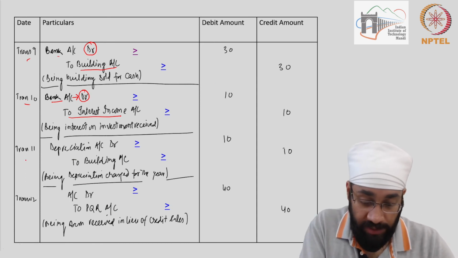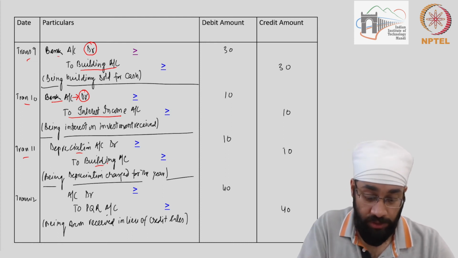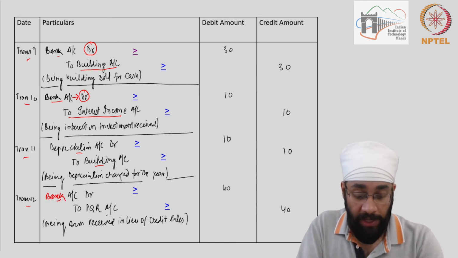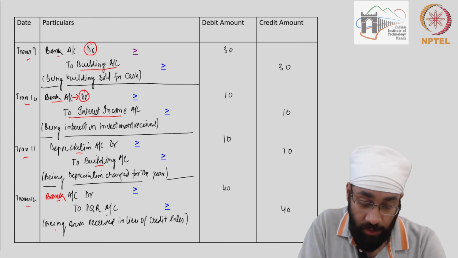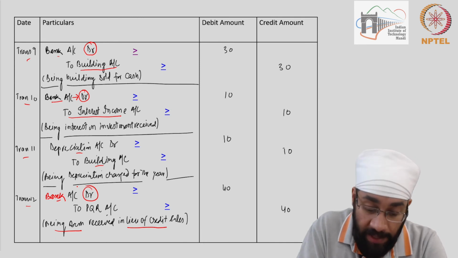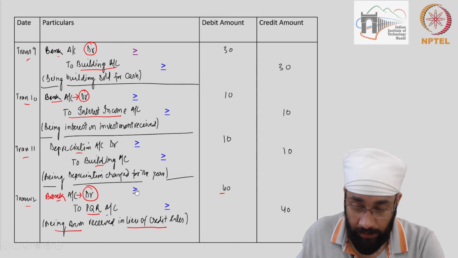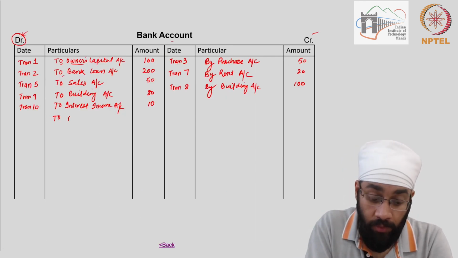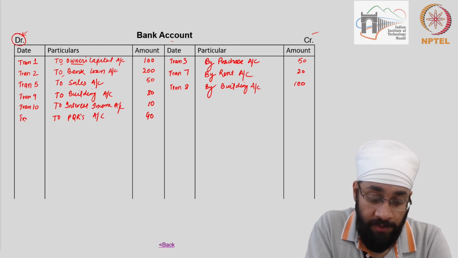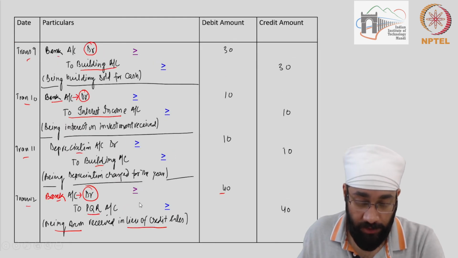Let's go to transaction 11. Depreciation debit to building, no bank account involved. Ignore this transaction. Transaction 12, this is actually bank account. It's missing here. So bank account debit to PQR, and the transaction is that you're receiving cash in lieu of credit sale. So you go to debit side of bank account and you write to PQR 40. To PQR's account 40, and this is transaction number 12. Again we go back, transaction 12 is done.